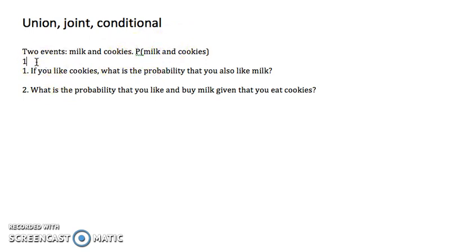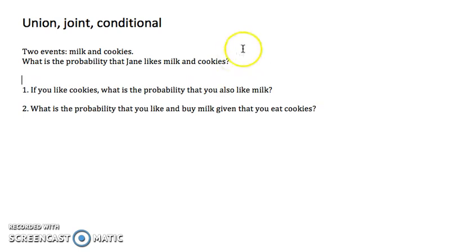You know what? Let me make it a question. What is the probability that Jane likes milk and cookies? The keyword is and. And is a keyword that helps identify joint probability. So when I read that question, I write it in a probability format. That would be P of milk and cookies. Keyword is and. What is the formula?